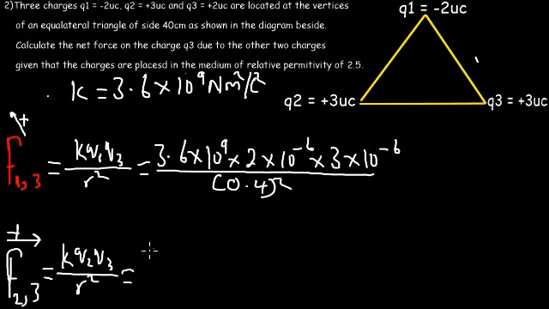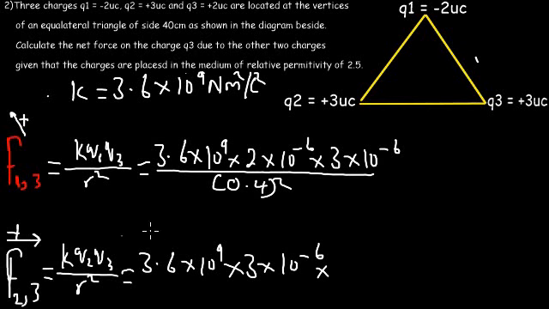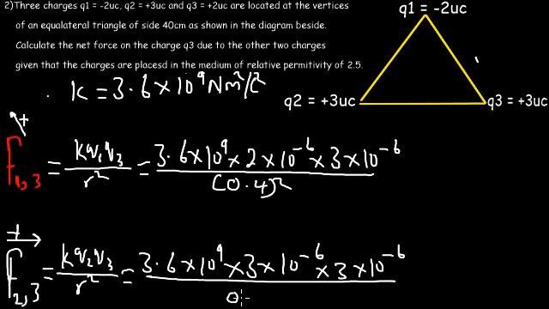So let me substitute all the necessary quantities for F sub 2,3 as well before we begin to type that into our calculator. So k is 3.6 times 10 to the power of 9. Then multiply by the value of Q2, which is given as 3 microcoulombs, that's 3 times 10 to the power of negative 6. Then multiply by Q3, which is also 3 microcoulombs, that will be 3 times 10 to the power of negative 6. Then everything divided by r squared, so that's 0.4 squared. Now, I can begin to type that into my calculator.